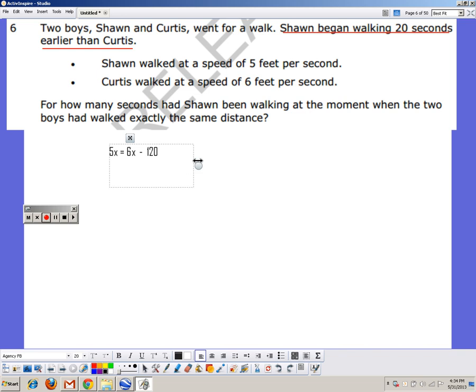Now we got to get all the x's together. So we're going to have 5x. 6x is positive, so we're going to make it minus 6x equals a negative 120. 5x minus 6x is a negative x equals a negative 120. That means x equals 120.